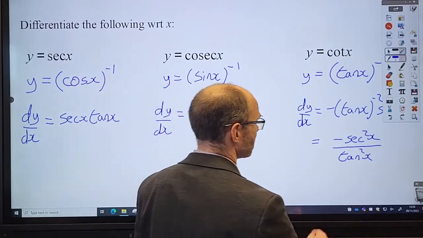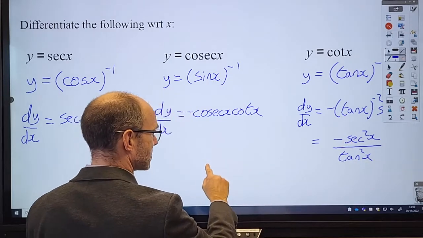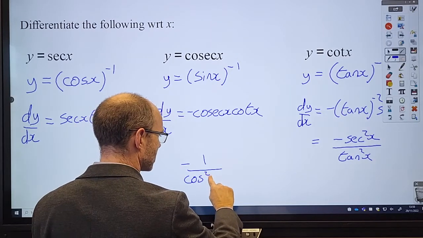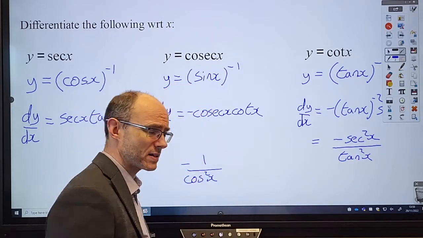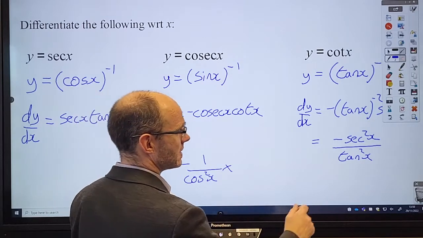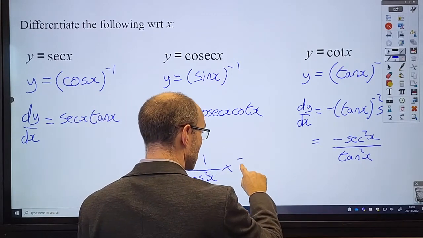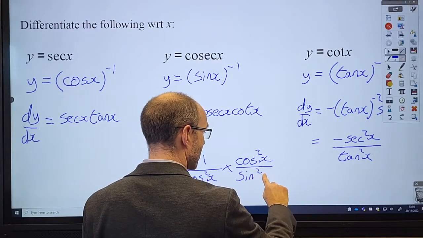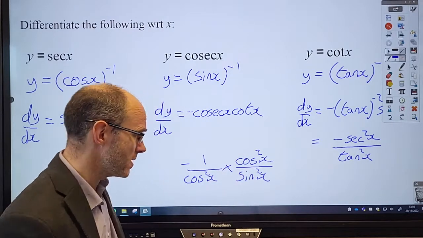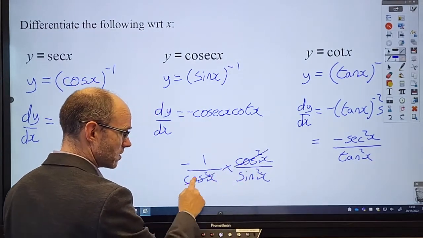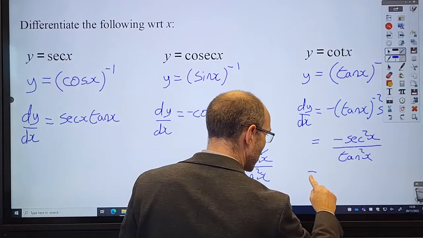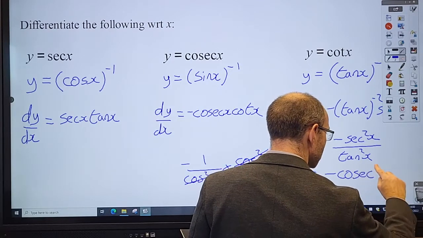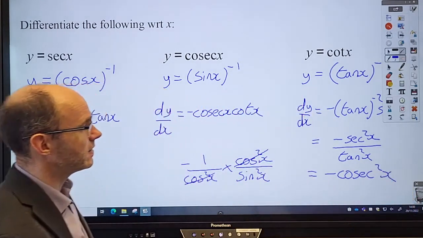Yeah. And then this one, so negative sec squared x. That's the same as negative 1 over cos squared x. And then 1 over tan squared x, that's the same as cot squared x, which is cos squared x over sine squared x. So that's this written in terms of sine and cosine. And then these two will cancel. You're left with negative 1 over sine squared x. So that's negative cosec squared x. Okay? And then those are the results.